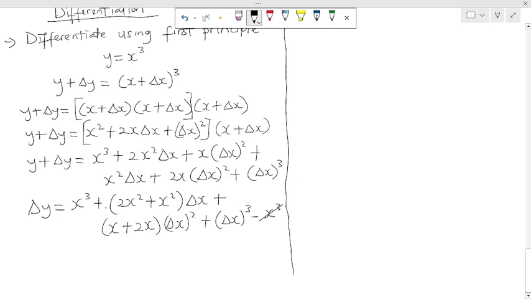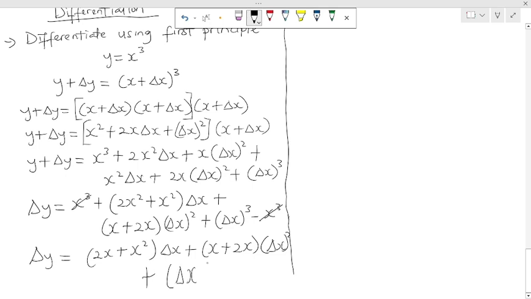So this cancels this, so change in y is equal to 2x plus x squared times change in x, plus x plus 2x times change in x squared, plus change in x raised to power 3.